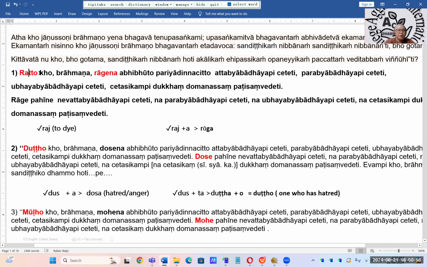Now the Buddha says ratto. Now this is ratto. This is actually the words of the Buddha. Ratto kho brahmana ragena, right? When overwhelmed by lust, the mind overtaken by lust, okay? Then duttho dosena, one who has an angry mind, and one who has delusion, moho, right? By dosa, by moha, okay? You can see the Pali is actually quite the same.